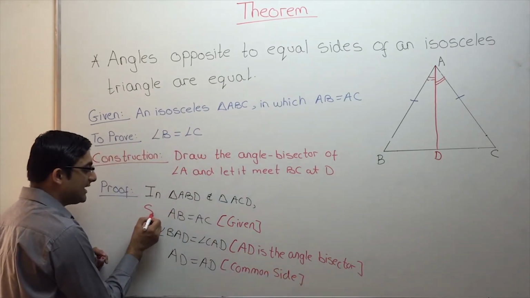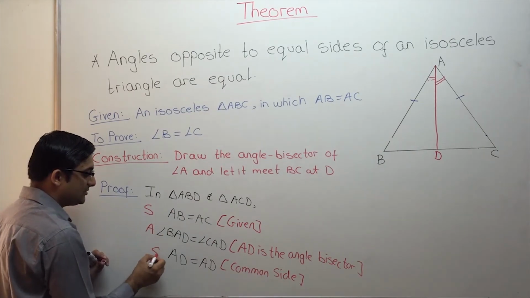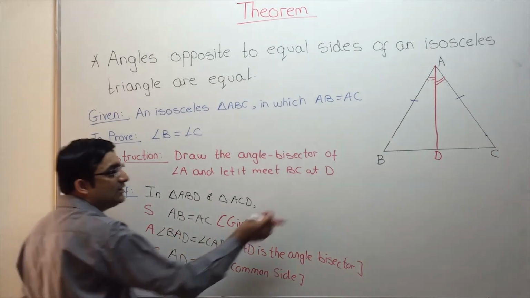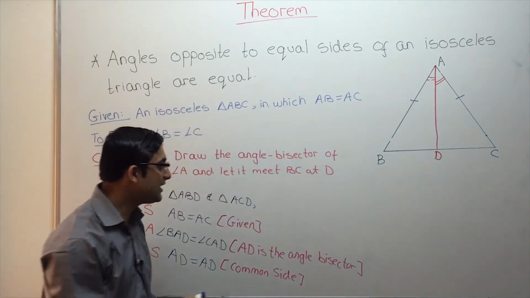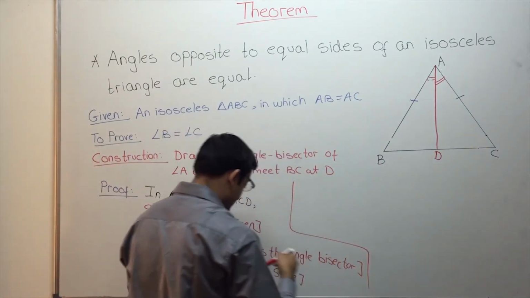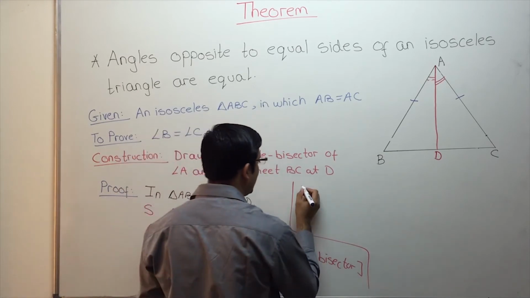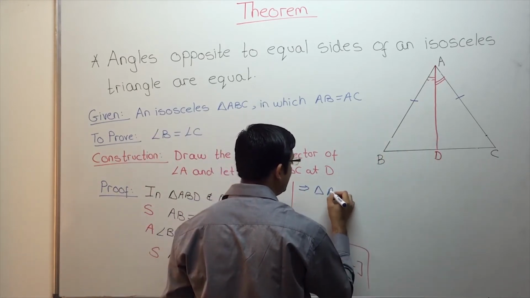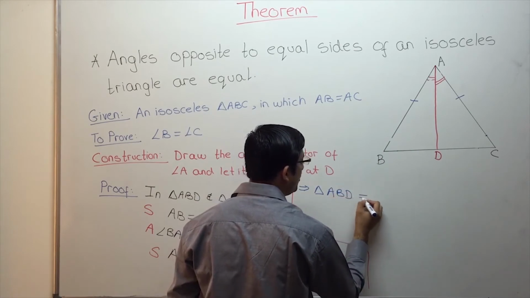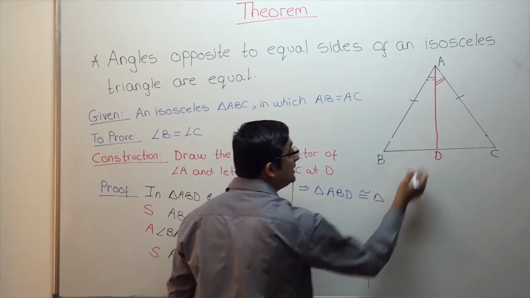So what do we have in two triangles? SAS. Two corresponding sides are equal and the included angle is also equal. Hence, by SAS criteria, the two triangles are congruent. So I can write over here, this implies, triangle ABD is congruent to triangle ACD.